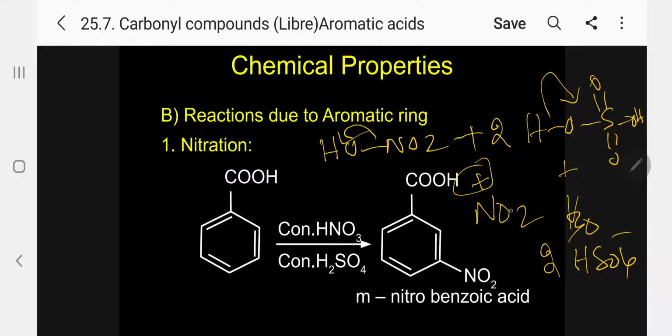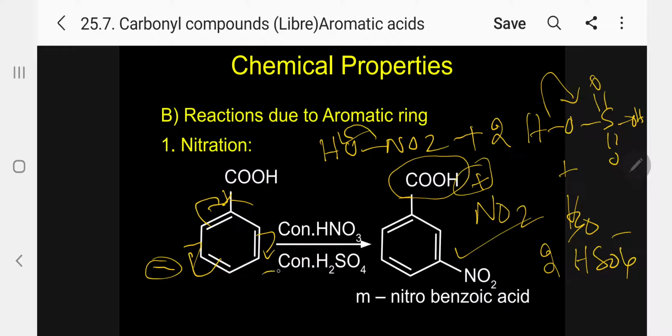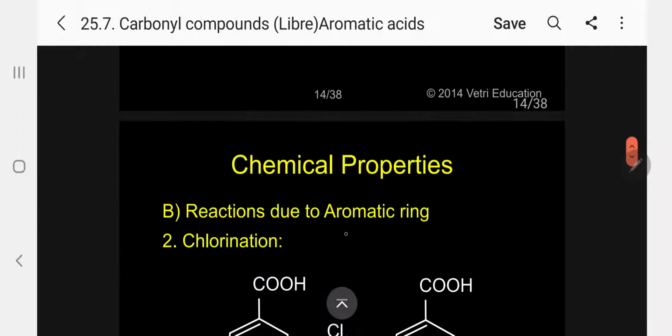This nitronium ion NO2 plus easily attacks the ring, because the carboxylic acid group is a meta-orienting, electron-attracting group. So what will happen now? It will attract electrons, so negative charge appears only at the meta position. So the positive NO2 plus will attack only the meta position. Kindly follow. That's why meta-nitrobenzoic acid is formed during nitration.